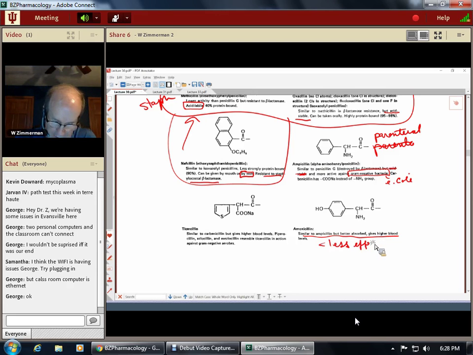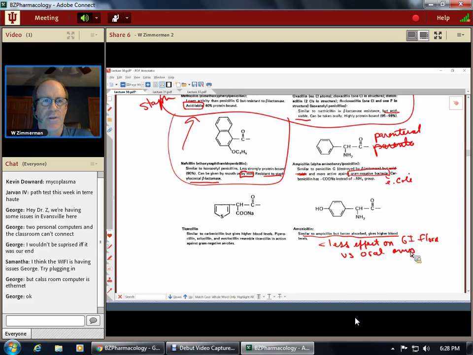Less effect on the GI flora versus oral amp. So why would you give oral ampicillin? I know at the VA for years we still hung on to it because some of our older patients with COPD, that was the drug they trusted. So we kept it, but eventually it got phased out. But you can think of amoxicillin as the oral ampicillin. But these drugs will still get some gram negatives, some gram positives.